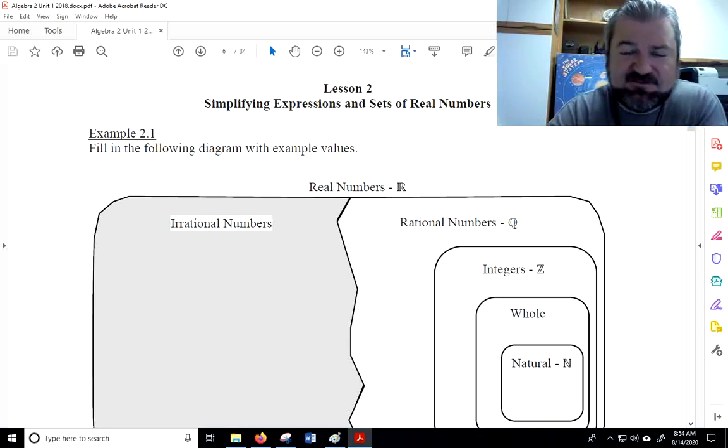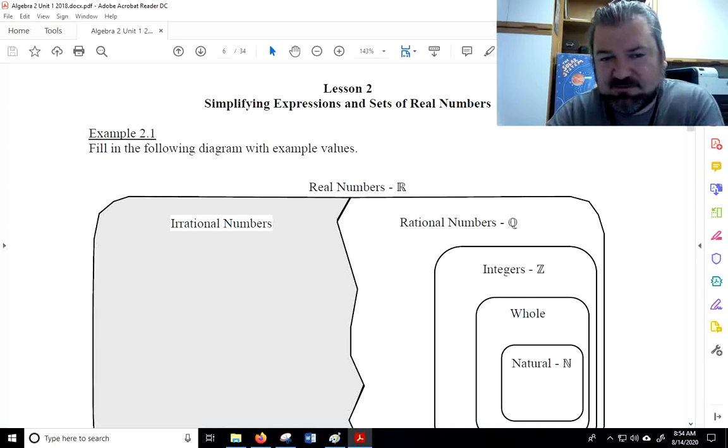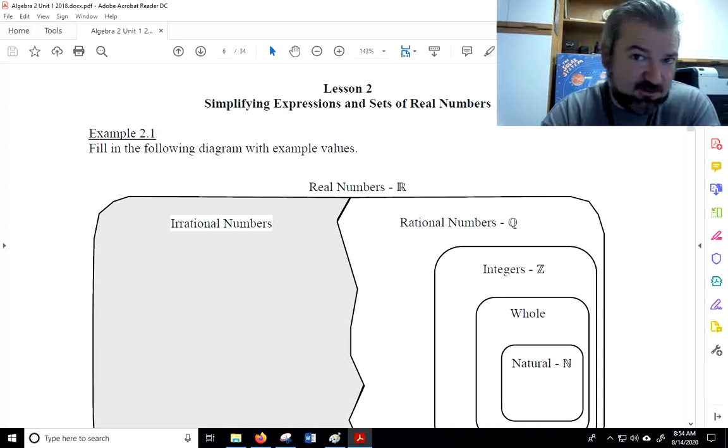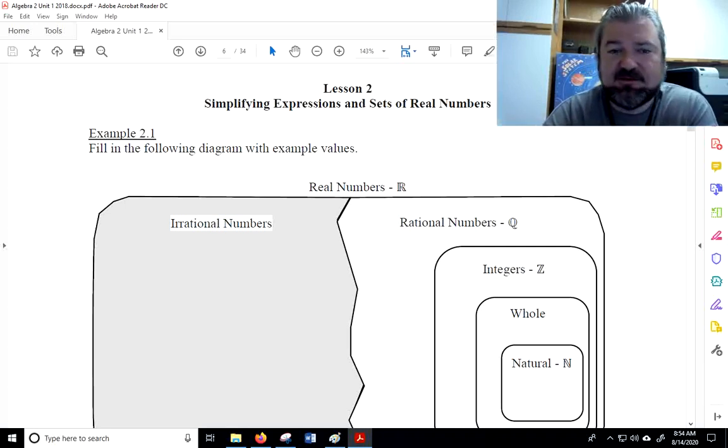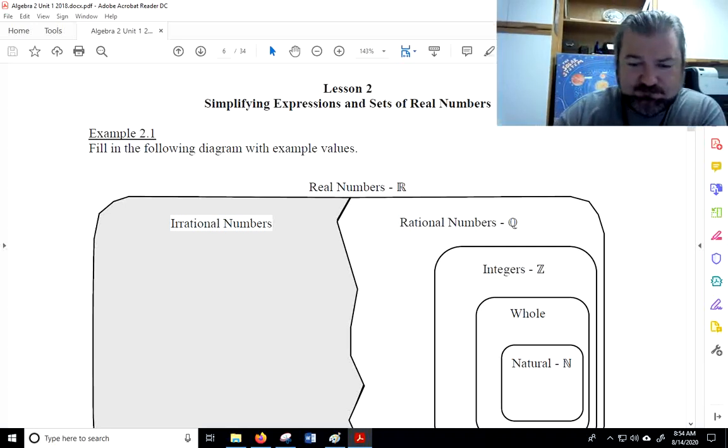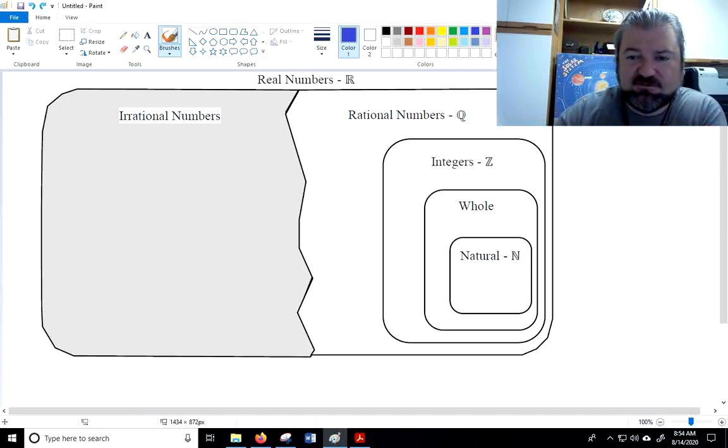This lesson, Lesson 2, is about simplifying expressions and sets of real numbers. I want to start with a discussion of the different sets of real numbers. So following along in your notebook, which if you don't have it can be downloaded from my webpage, we're on example 2.1. And I've just copied it over here to the Paint application. So this is the real number set.